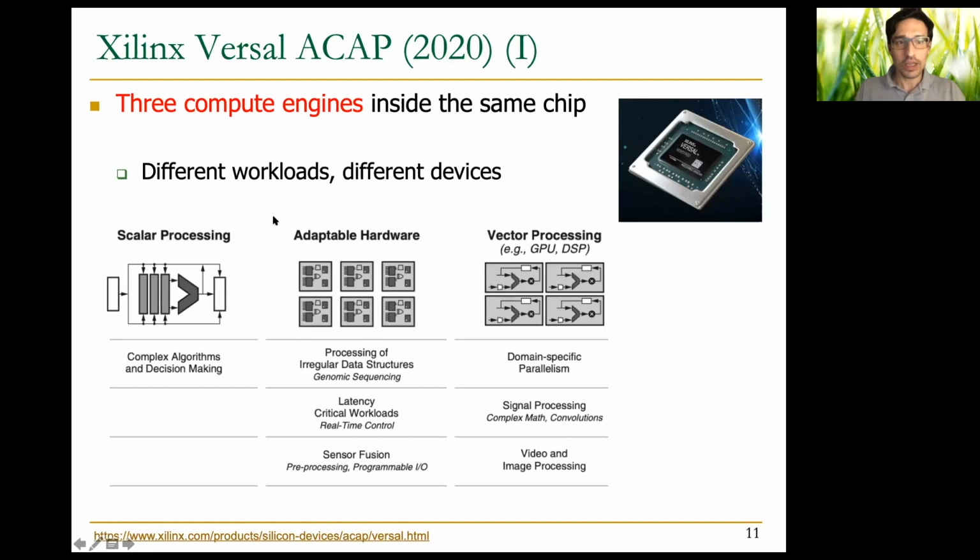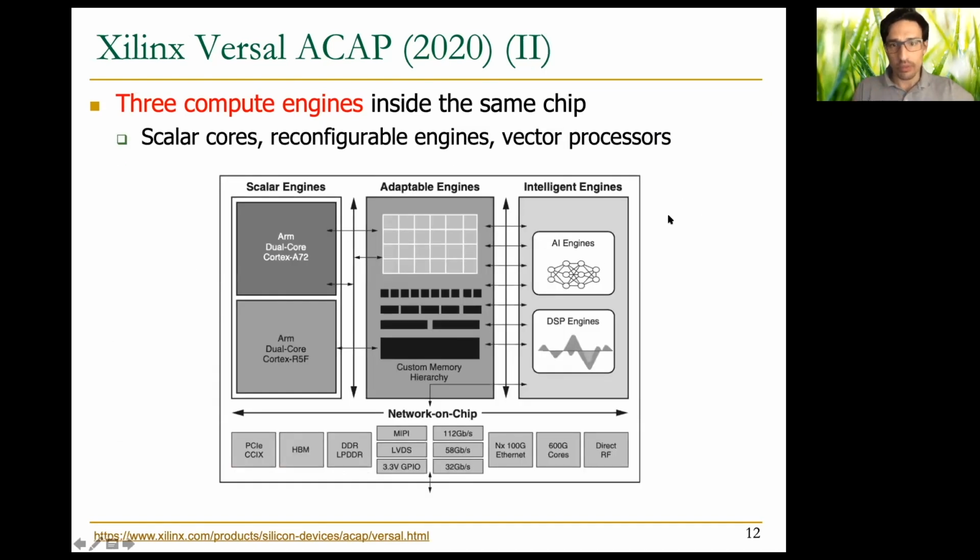And here you can see some examples. Scalar processing for complex algorithms and decision making. This is the type of operations that are usually good for a CPU. Then you have adaptable hardware. This is the reconfigurable fabric, the FPGA, and this is usually for processing irregular data structures and for latency critical operations. And then we have the vector processing, similar to a GPU or a SIMD unit, which is pretty good for data level parallelism.